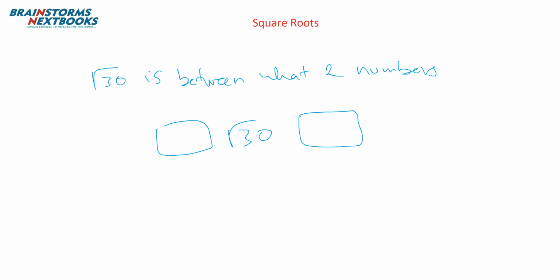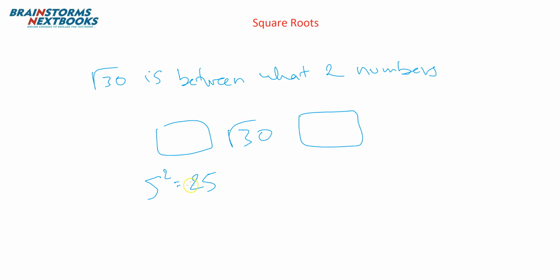All right, so let's do this. This is totally trial and error. I want a number squared that is less than 30. So what about 3 squared? That's 9. Sure, it could be that, but that's too small. What's 4 squared? 16. What's 5 squared? 5 squared is 25. And then 6 squared is 36.